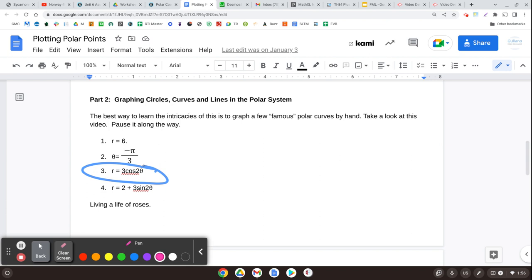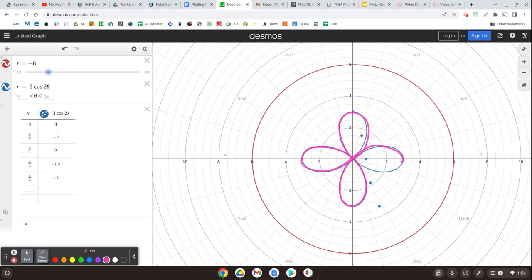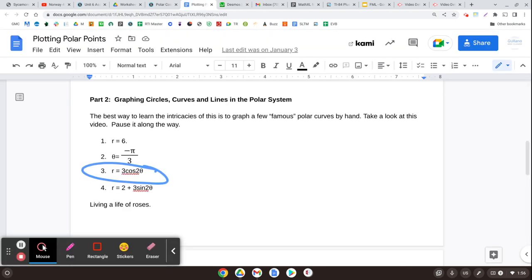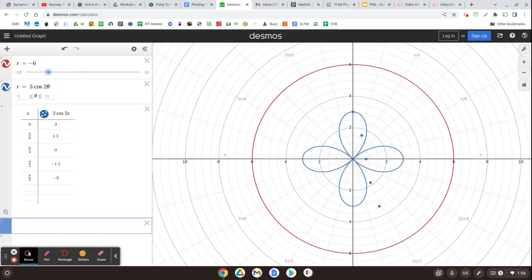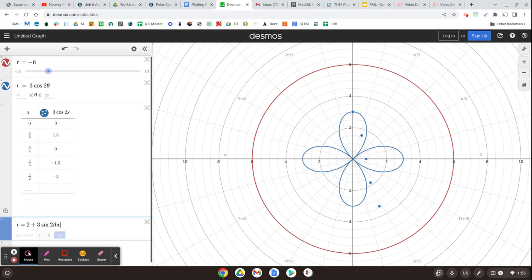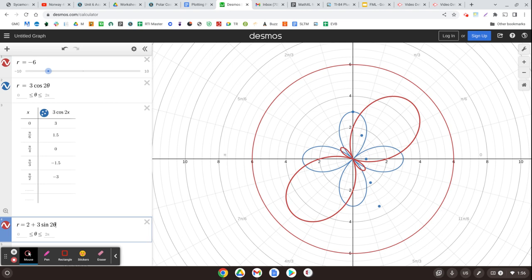Let's look at 2 plus 3 sine of 2 theta. Okay. Come on. Clear. Back. 2 plus 3 sine 2 theta. This one's going to be complicated. R equals 2 plus 3 sine 2 theta. Notice that one gets super funky.